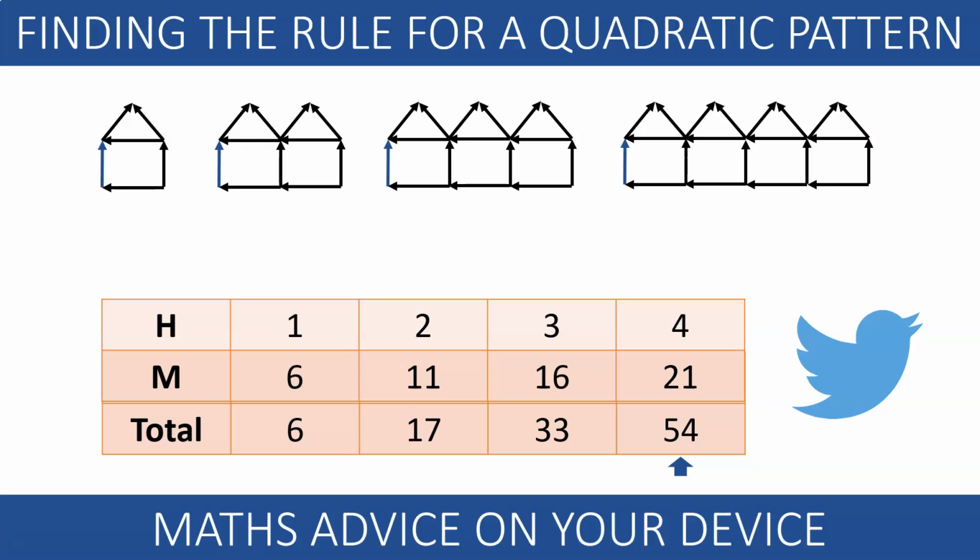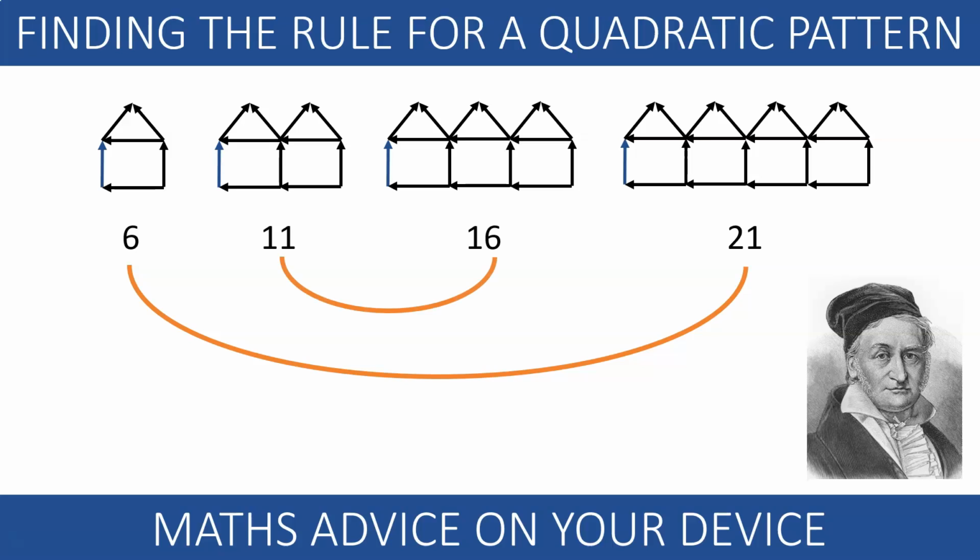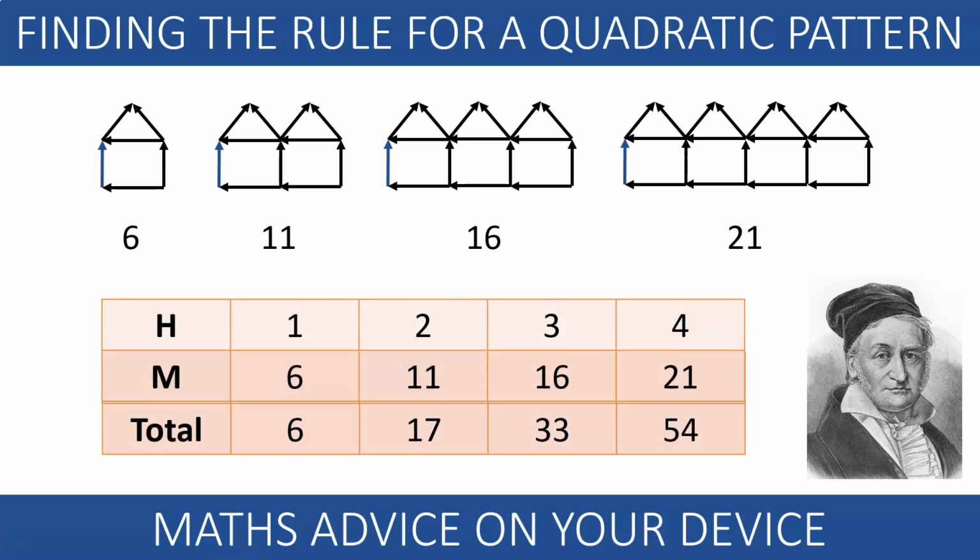But rather than continuing this pattern until we have 8 houses and counting all the matches, I'm going to show you the method that Gauss used. Gauss realized that when you have a linear pattern, you can pair them up. 6 plus 21 equals 27, the same as 11 plus 16, 27. That makes 2 lots of 27 or 54 matches.